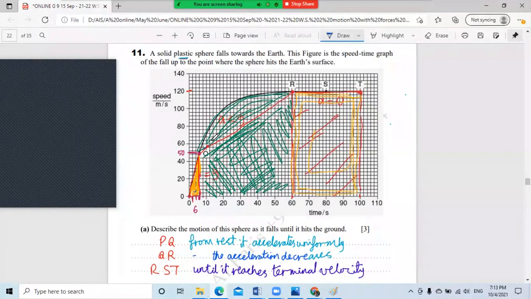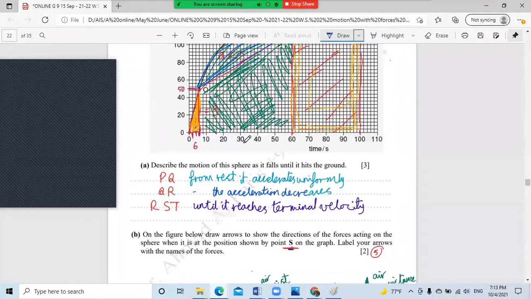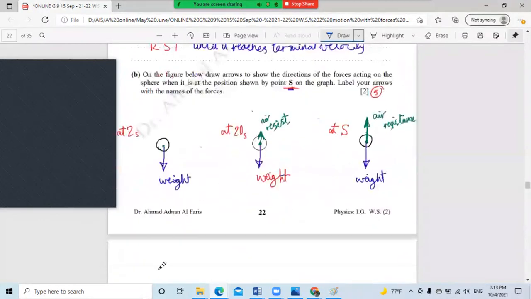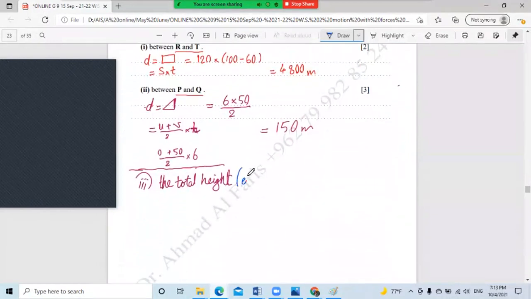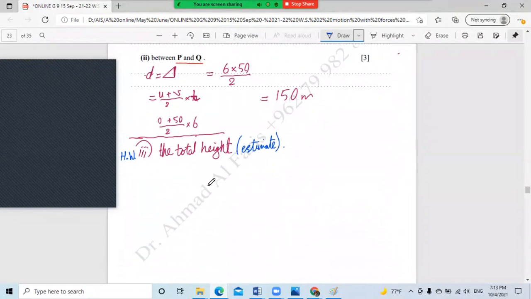So I want from you, guys and girls, to try to do this part as homework. Then I add the whole thing. So this part that I wrote now, the total height, I want you to estimate the total height. Okay, this is your homework for next time. I want to see who gets the correct answer. Okay? There is a range of accepted answers, and we need to see who can get this range. I'm sure that all of you can get the correct answer. Okay?